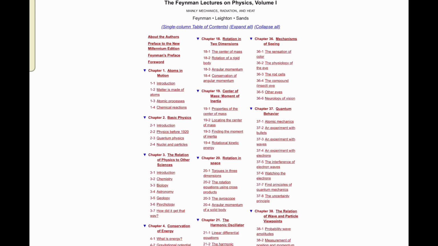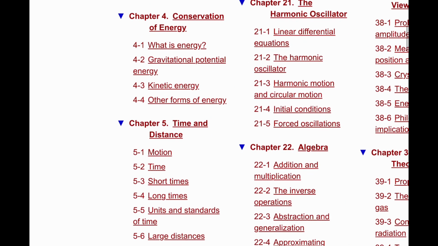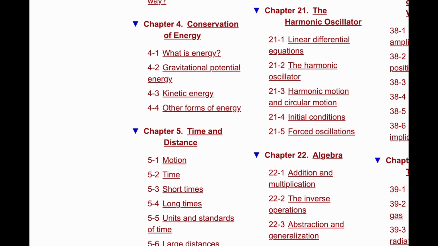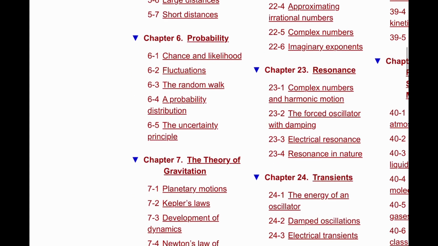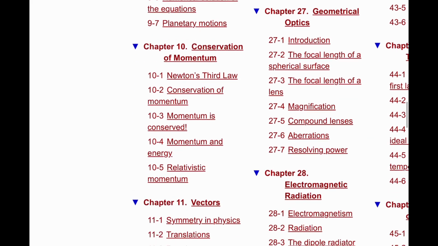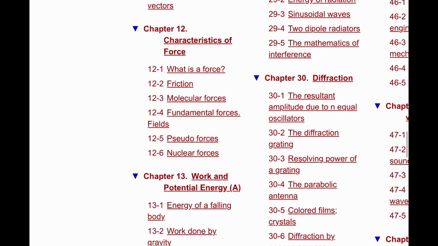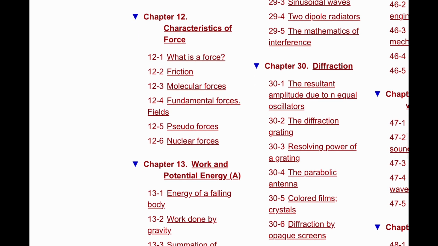What I wanted to show you guys, well, first of all, you can take a look at this on your own, read through it. It's pretty interesting. You can see all the chapters here. But I wanted to go into this section on mechanics. You can see here, chapter 4, they have a point on conservation of energy. And they also have a section on potential energy. So if we scroll down here a little bit, we get to conservation of momentum, vectors, very nice thing to take a look at if you are struggling with vectors. Characteristics of force, work, and potential energy.